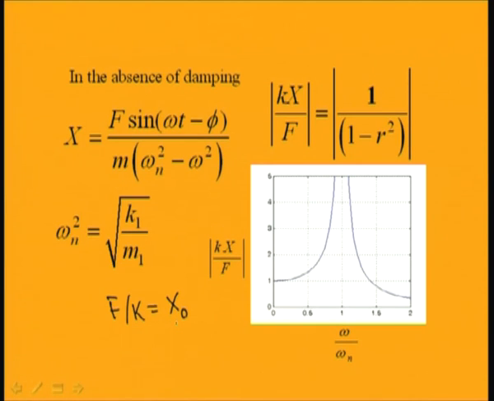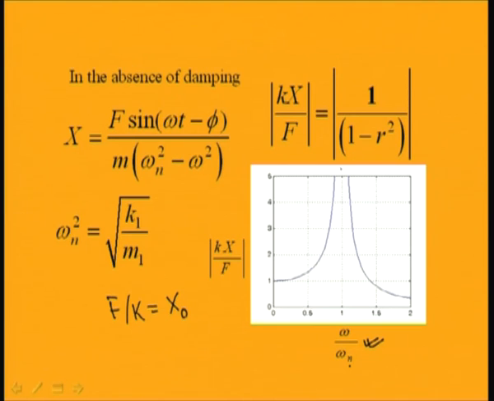So, one can plot this x by x0 with respect to omega by omega n, and one can see that at omega equal to omega n, that is omega by omega n equal to 1, the response tends to infinity. The system will have a very large amplitude of vibration at omega equal to omega n. So, when the excitation frequency equals the natural frequency of the system, in the absence of damping, the system will resonate and the response tends to infinity.